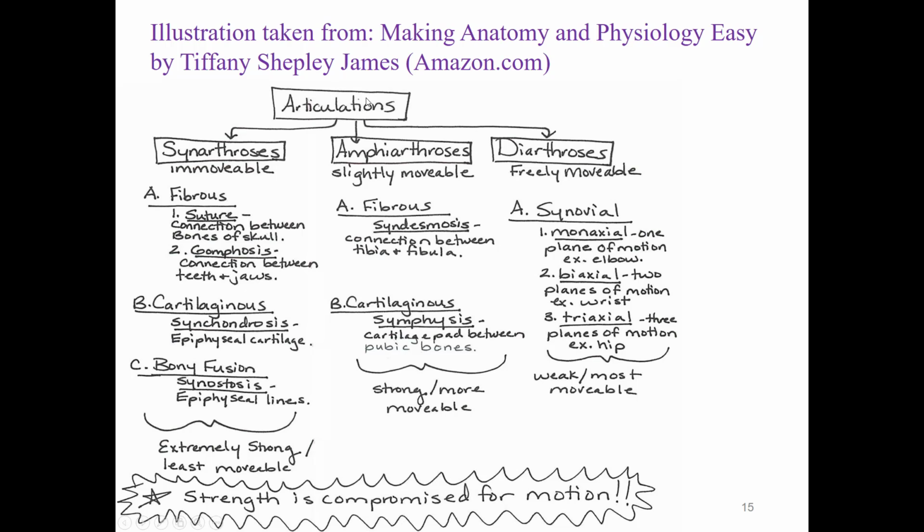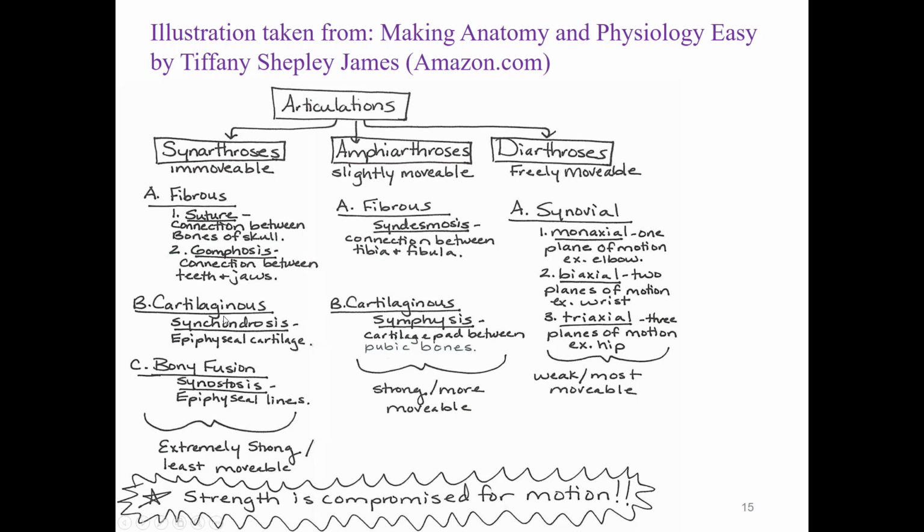So articulations or joints. We have three categories. Synarthroses, these are immovable. Amphiarthroses, slightly movable. And diarthroses, freely movable. Going back to the synarthroses, we said that there were three ways that we could find the synarthroses. First, we have fibrous. These are fibrous connections. The example that we gave was the suture of the skull and the gomphosis between the tooth and jaw. So those were connected by fibers and did not move.